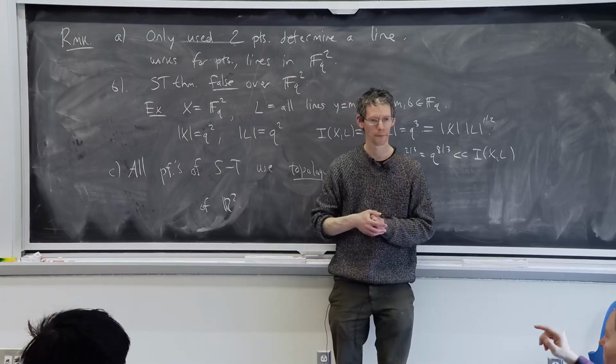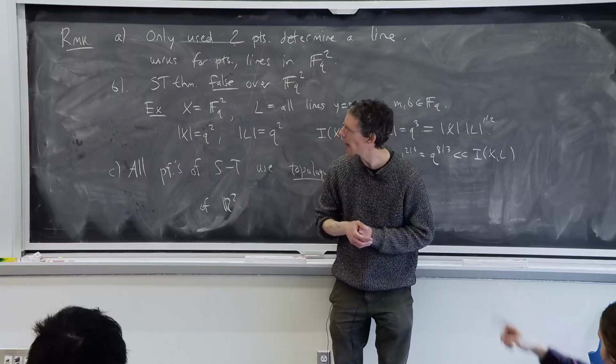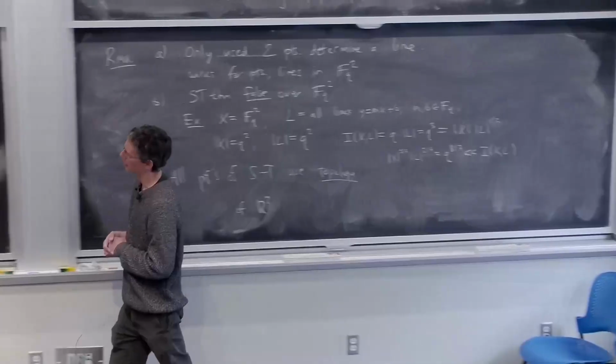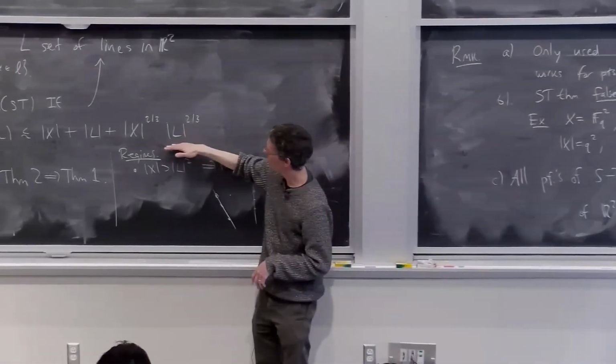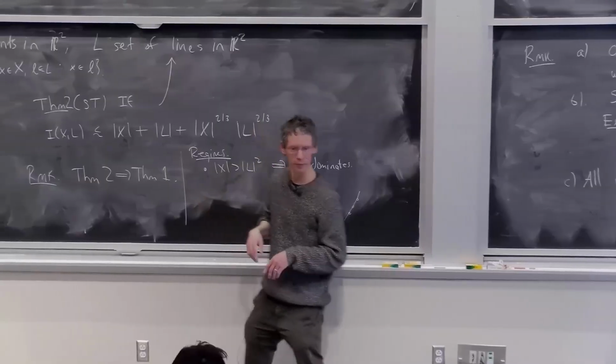You're saying Szemeredi-Trotter, but you always mean this one on the lower board. Yeah, that's right. So we'll prove this theorem, and it's not too hard to see that this theorem implies the one on the top row.